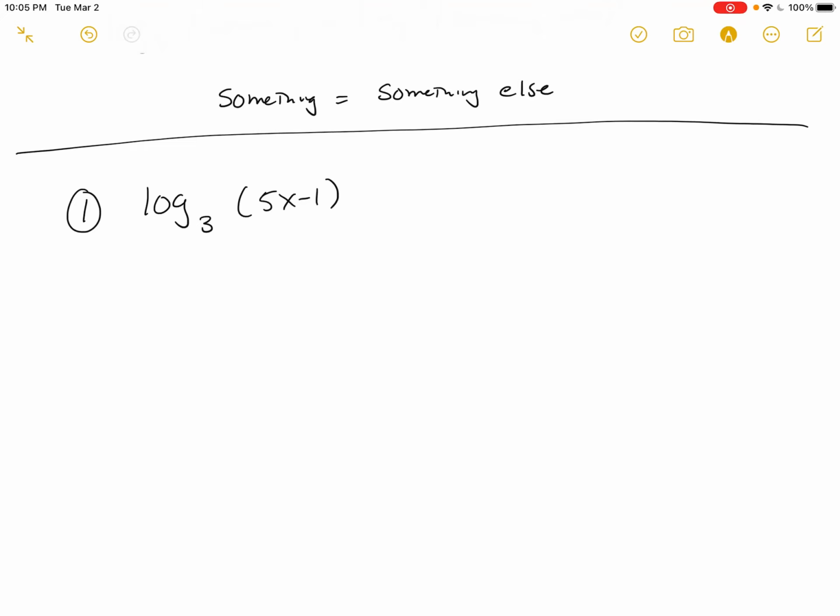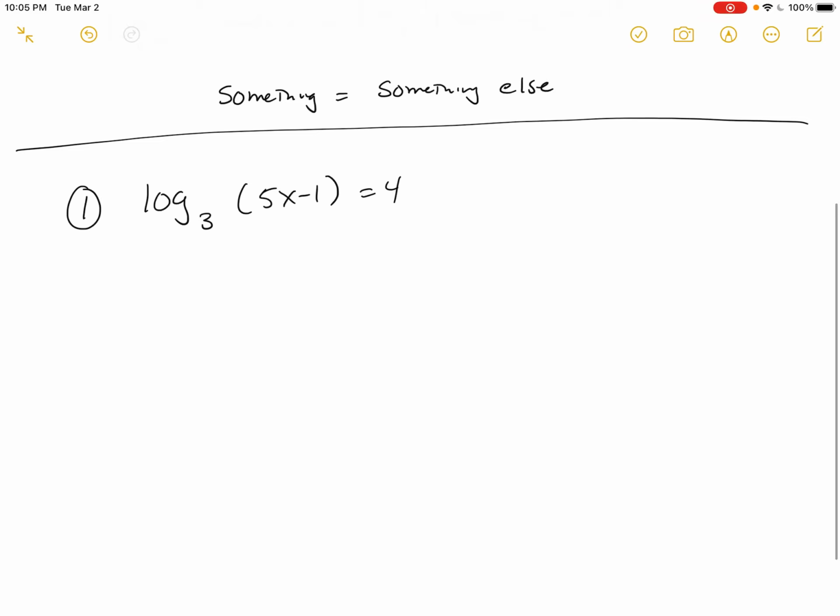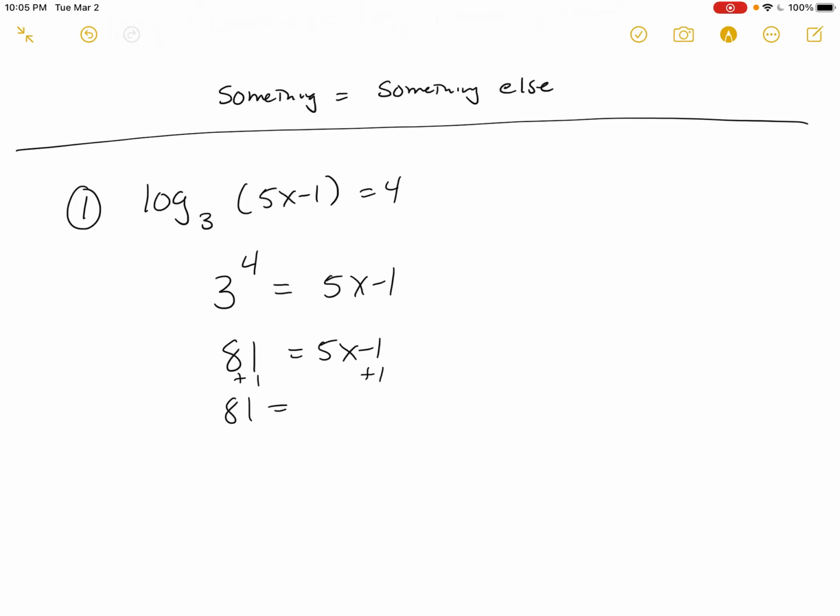So log base 3 of 5x minus 1 is equal to 4. Should be an easy problem. We have a single log equal to a number, so we just translate it to its exponential. The base is 3, the exponent is 4, and it's equal to 5x minus 1. What's 3 to the 4th? 81. So 81 equals 5x minus 1, add 1 over, and that's 82 is equal to 5x. Divide by 5. We're not so concerned that we get beautiful answers. 82/5 is an appropriate answer.